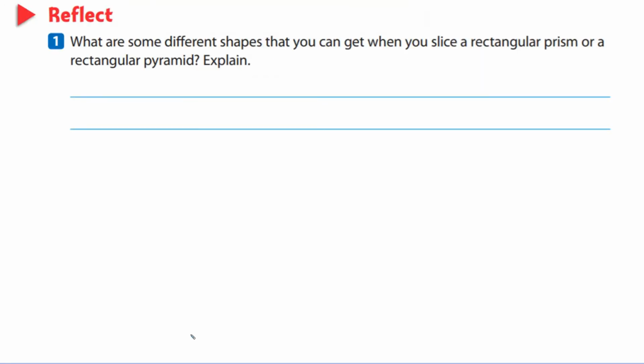Let's reflect. What are some different shapes that you can get when you slice a rectangular prism or a rectangular pyramid? Please explain. If you're not sure, you can go back in this video and listen to the video again. Take your time. Solve this question. Once you're done, unpause the video and then you can check your answer.